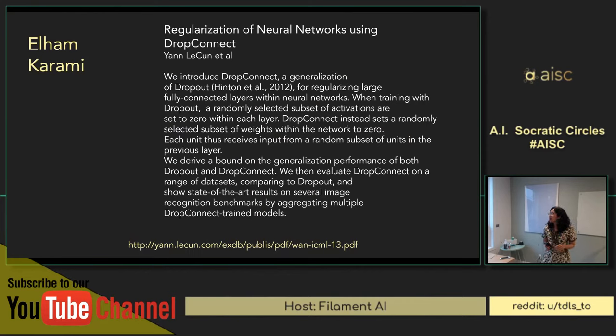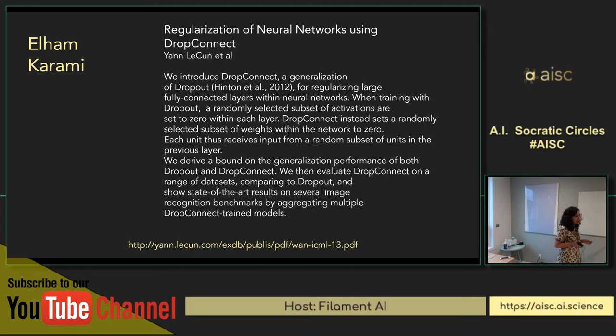Okay, so the idea behind this paper is that it's actually a generalization of dropout. We know that when we want to use dropout to regularize the network, what we do is randomly select some of the activations and set them to zero at each training step. The idea behind this paper is that instead of setting the activations to zero, I can set the weights to zero, which means I can change the structure of the network each time. And that would be a generalization of dropout.